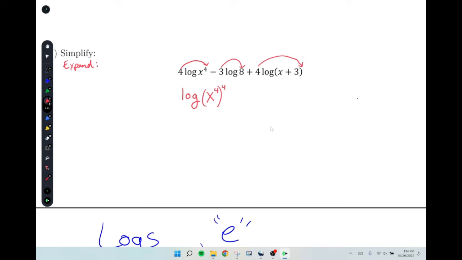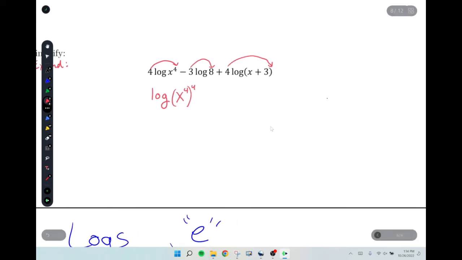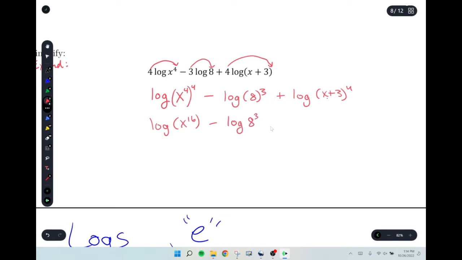And there we have a law that we can apply. The other way, we don't have a law. We had this talk for a long time earlier this year about why those parentheses matter so much. Minus log 8 to the 3rd, plus log x plus 3 to the 4th. So then you get log x 16, log 8 to the 3 log. Sorry, I just kind of rewrote. Second law.